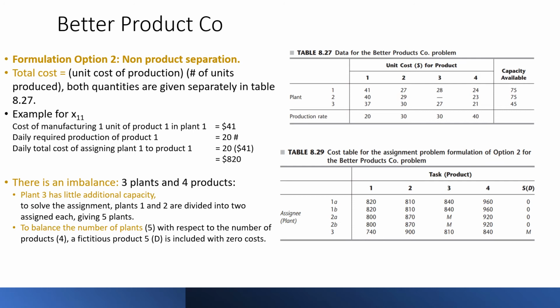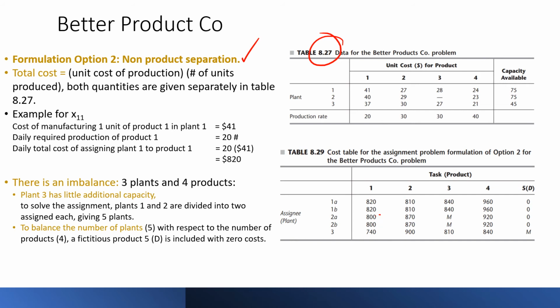The same problem can be solved as a non-product separation. That means an assignment problem. Here, table 827 will be translated into table 829. Because table 827 has unit cost and we need total cost in assignment, we're going to be multiplying each unit cost. For example, 41 times 20 will give us 820. 40 times 20 will give us the 800, and 37 times 20 will give us the 740.